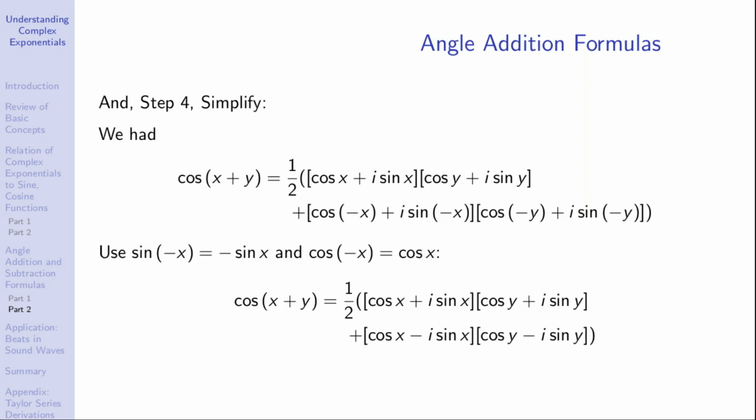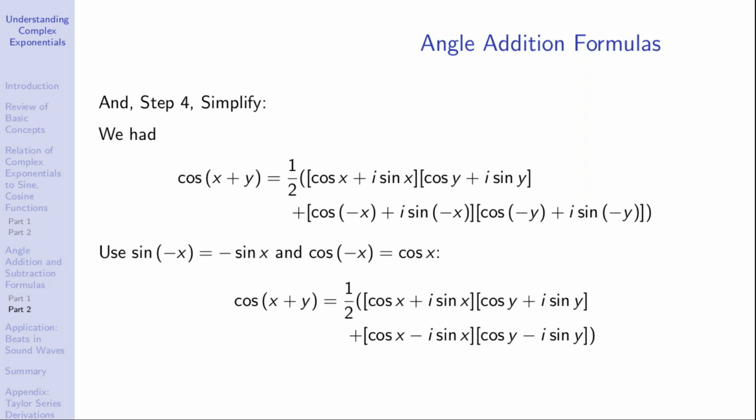Okay, and finally, step 4, we simplify our expression. So we had on the previous slide the following. The cosine of x plus y is equal to 1/2 times (cosine of x plus i sine x) times (cosine of y plus i sine of y) plus (cosine of minus x plus i sine of minus x) times (cosine of minus y plus i sine of minus y).